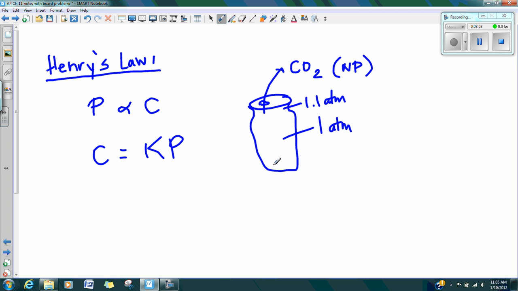So the minute you open this, this gas is going to rush out because there's so much pressure inside of this container. They've actually created a supersaturated solution. So when I open up my tab, it should make sense to you that my pressure is going to go down. My carbon dioxide is releasing, and so what also goes down is my concentration. And so it's a direct proportion again, like Henry's law is showing.